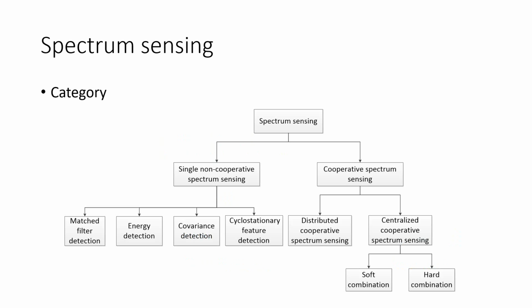And the spectrum sensing can be divided into two main categories. First one is single non-cooperative spectrum sensing, and another one is cooperative spectrum sensing.